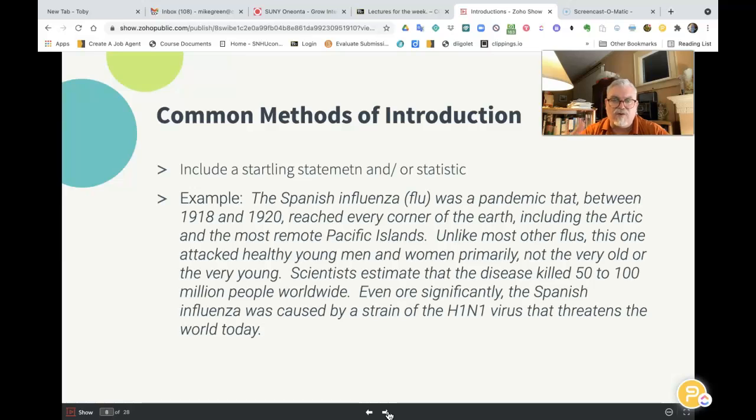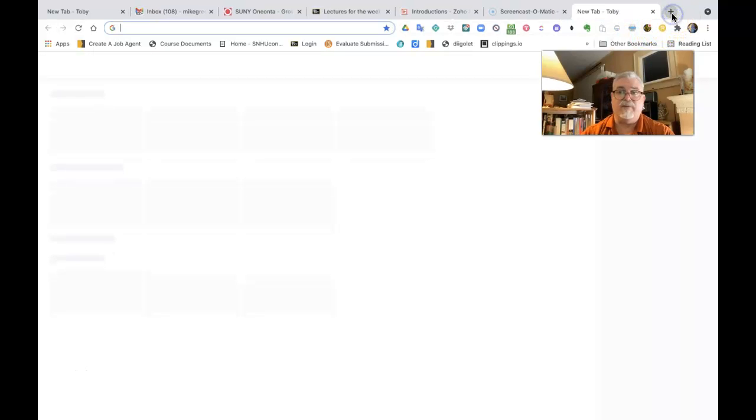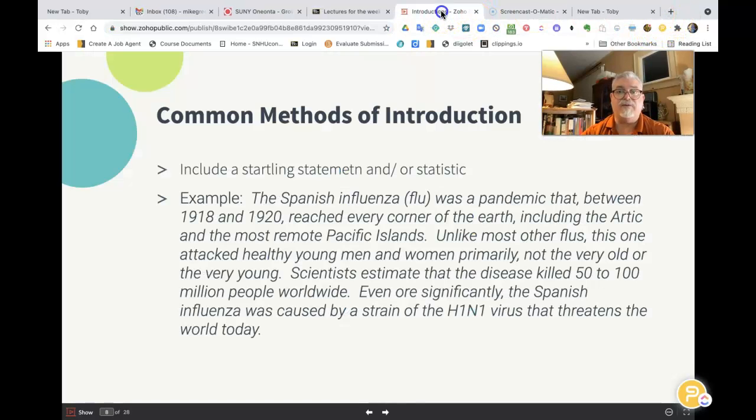You've started a story here, and it's shocking. And 50 to 100 million people, that's kind of interesting. And people are going to pay attention to that because today we have reached a number throughout the world where the number of people killed by the recent virus is just absolutely stunning.